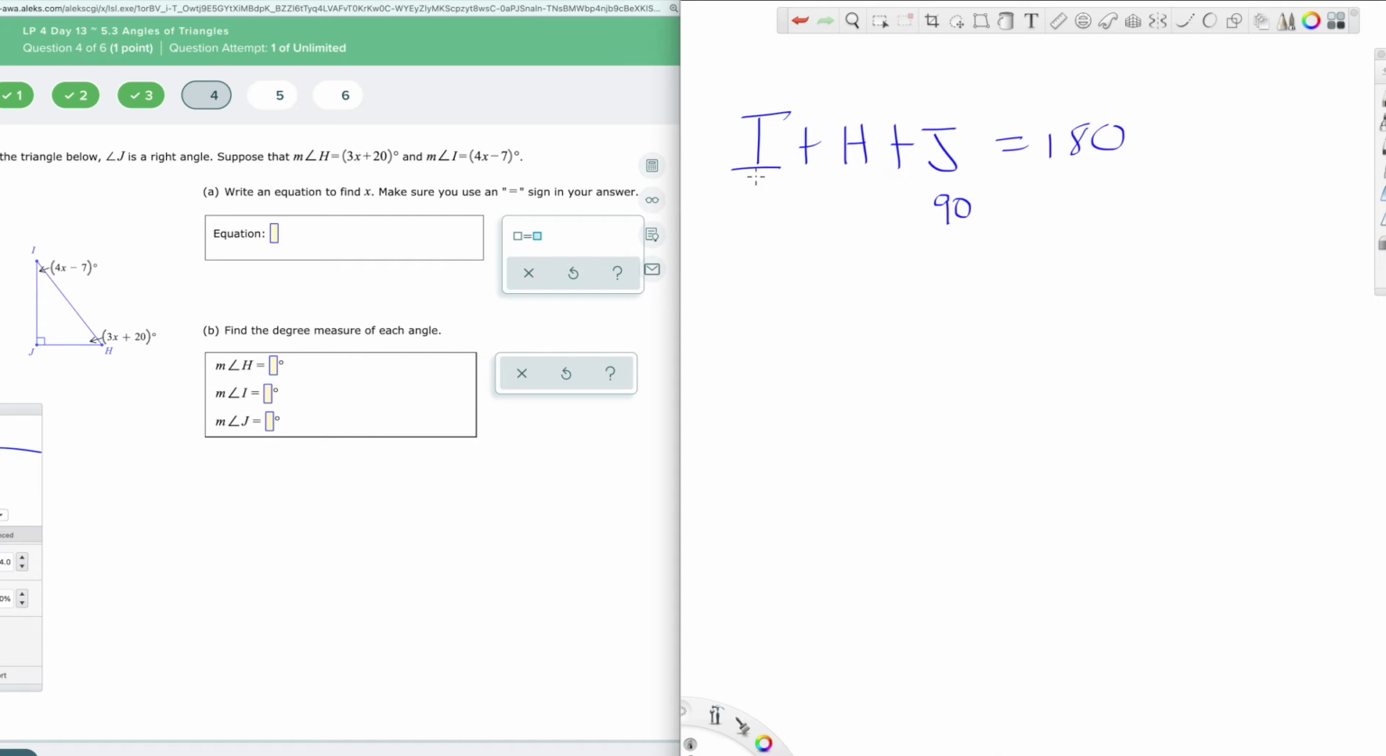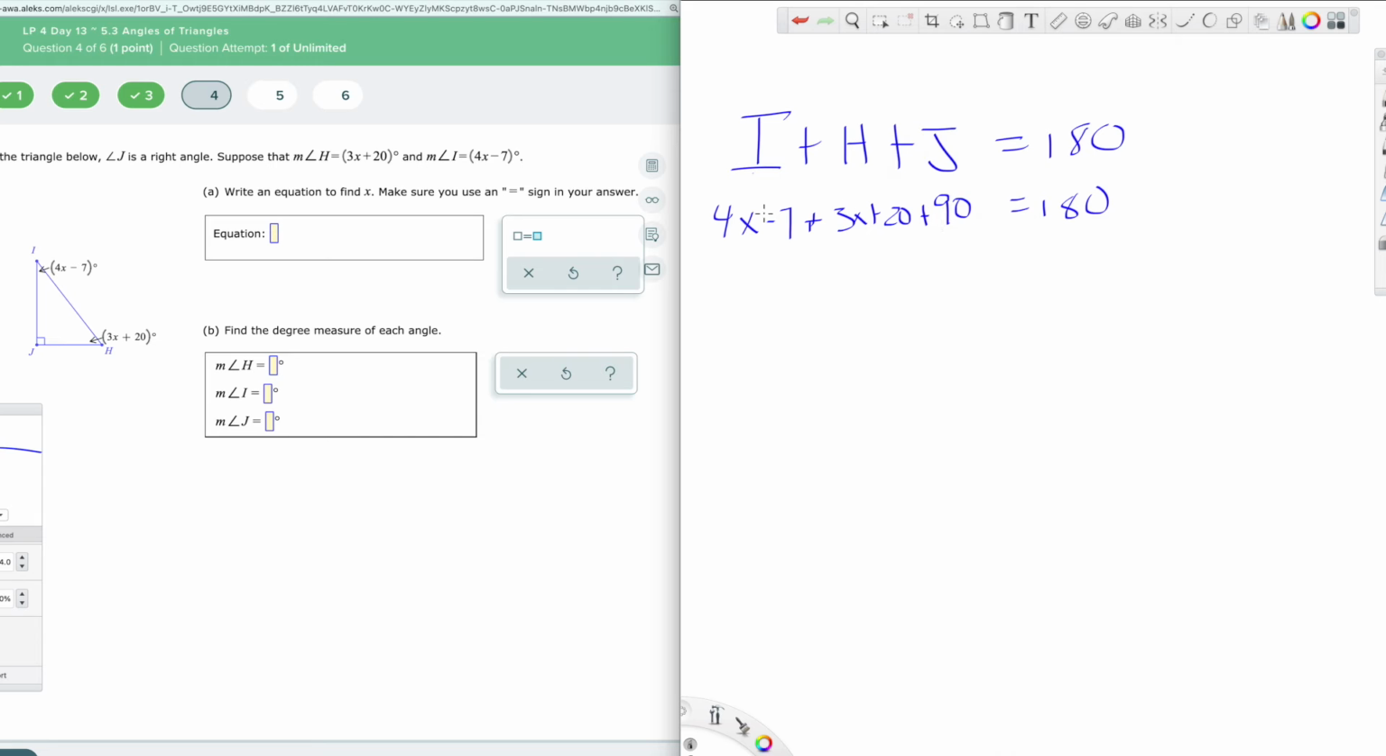I, they told me, is 4x minus 7. And they have it in parentheses here. The parentheses just show that it's a unit, so I don't really need to put the parentheses there. And then H is 3x plus 20. I'm going to put a plus sign there just so that it's not 2090. We don't want that much. So now I have H, and I have J. So I have these three pieces. Again, the parentheses just show each term or each angle, but you don't really need to leave the parentheses there. Because they just drop away anyway since it's all addition and subtraction here.